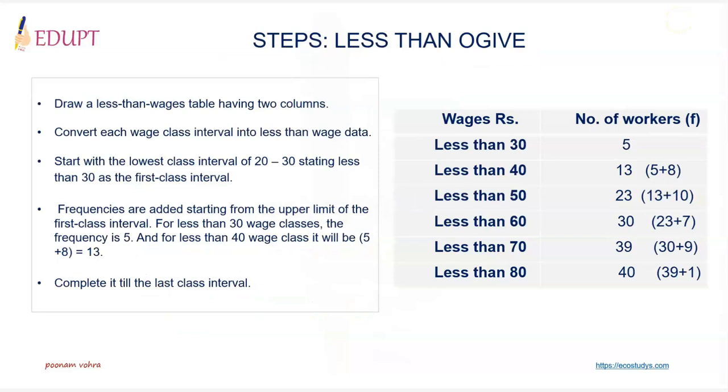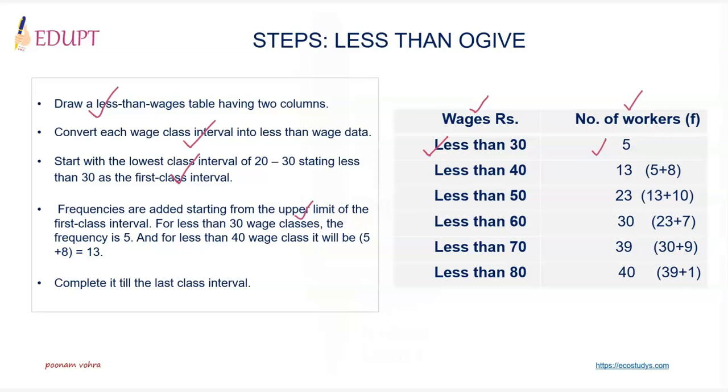Let's understand the steps to find less than cumulative frequency, which will be then converted into less than OGIVE. So the first step is that you need to draw less than wages table with two columns as shown here, wages and number of workers. Then you need to convert each class interval into less than wage data. You need to begin with the lowest class interval of 20 to 30, stating less than 30 as the first class interval. 30 is the upper limit of the first class interval. So the first in the series is less than 30. Number of workers are 5, which is given.